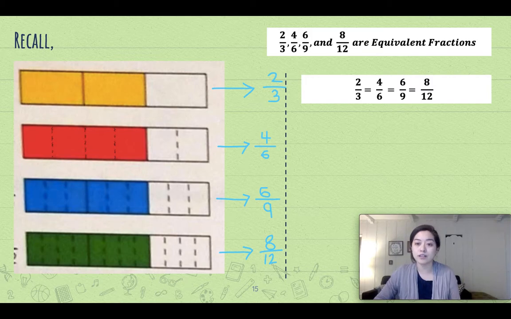You can also write it like this. 2/3 is equal to 4/6, which is equal to 6/9, which is equal to 8/12. Or you can also say equivalent. 2/3 is equivalent to 4/6, which is equivalent to 6/9, which is equivalent to 8/12.